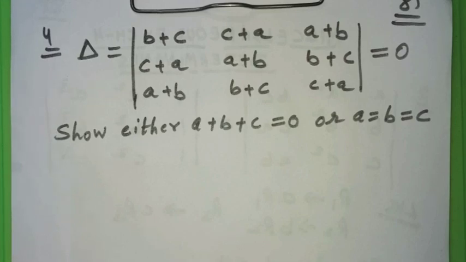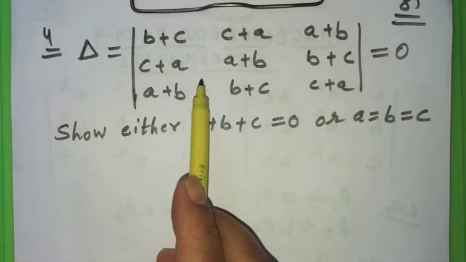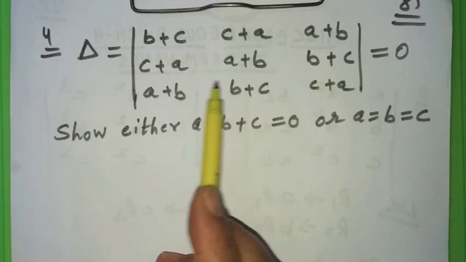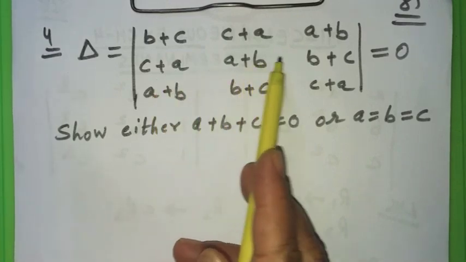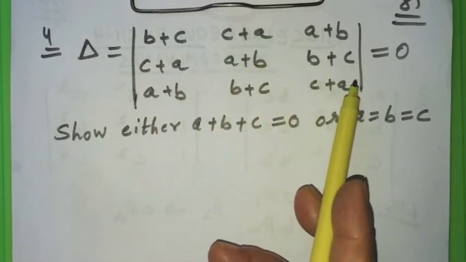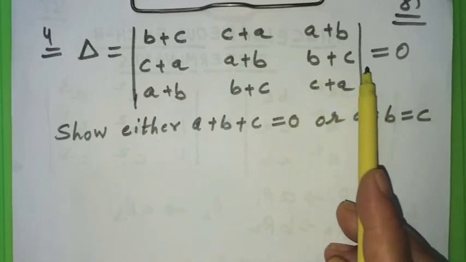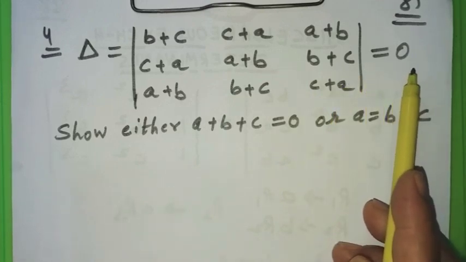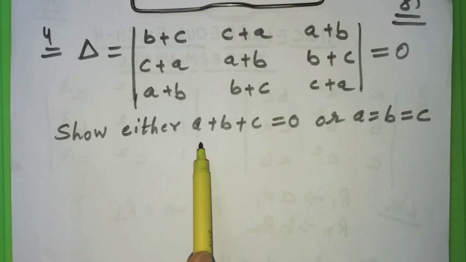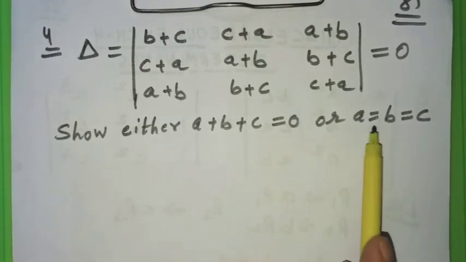Now let us move to question number 4 of the miscellaneous exercise on chapter 4. Determinant b plus c, c plus a, a plus b. This determinant you can see. It is given that this determinant is equal to 0. You have to show using the properties that either a plus b plus c is 0 or a is equal to b is equal to c.